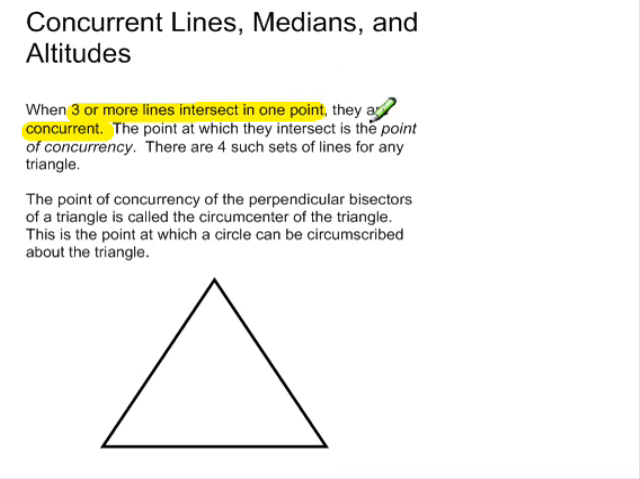And the point at which they intersect is the point of concurrency, and we're going to have four such sets of lines for triangles. So we're talking about four sets of concurrent lines. Now, the first set deals with perpendicular bisectors. Now, think about what a perpendicular line is in a bisector. The point of concurrency of the perpendicular bisectors of a triangle is called the circumcenter of the triangle.